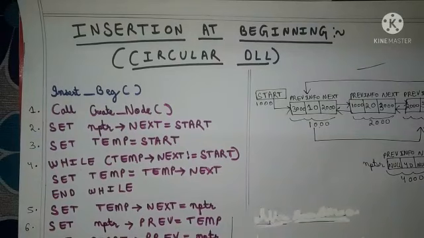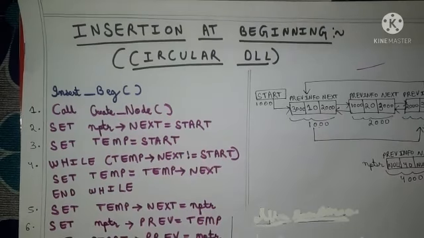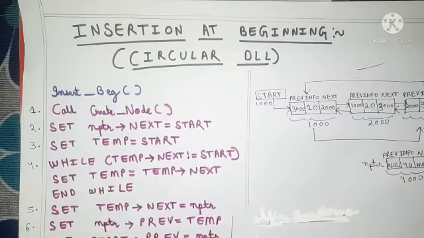So today's video is based on the topic insertion at beginning of circular double linked list. As we know, in order to insert a node, we need to create a node. So first of all we will call the create node function. Creation of a node in circular double linked list is the same as that of creation of a node in double linked list, which is already explained in one of my previous videos. The link is given in the description box. You can just check it out. Okay, so now let's see the next step.